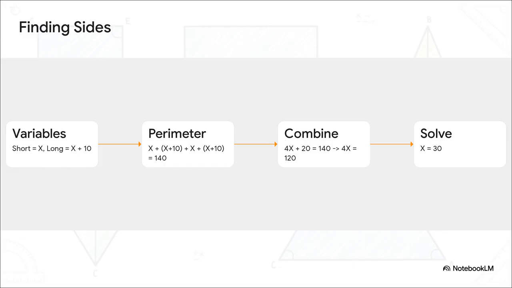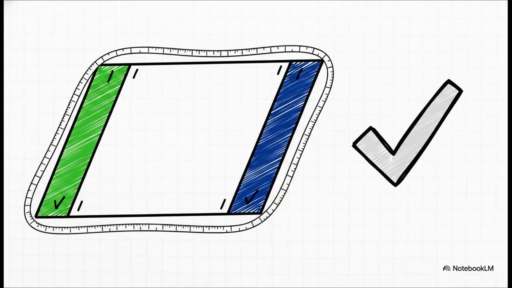Adding all 4 of those sides together equals our total perimeter of 140. Combining all our x's gives us 4x, and the numbers give us 20. Subtract 20 to get 4x equals 120, divide by 4, and we hit our target, x equals 30. So the crucial point here is that defining our unknown x clearly makes identifying all 4 side lengths incredibly simple.